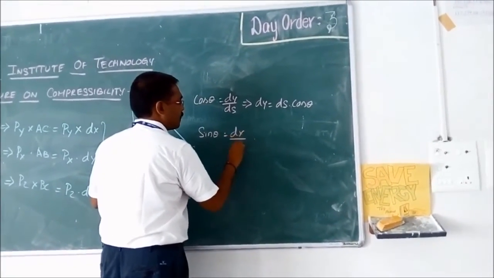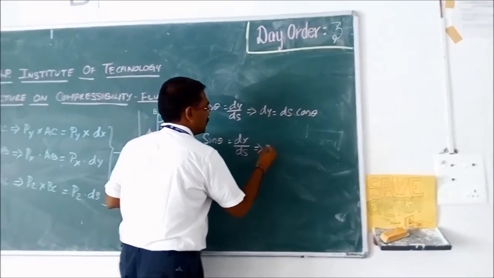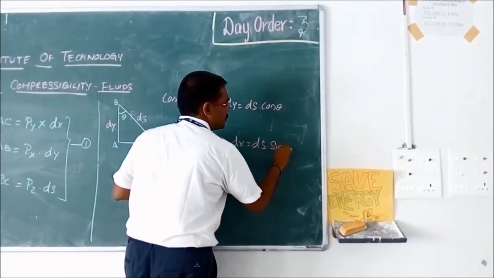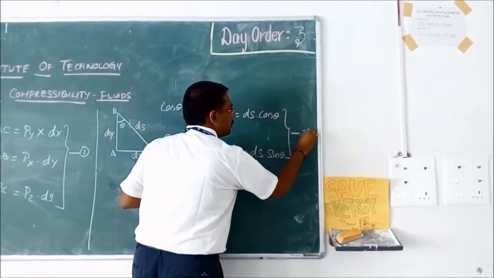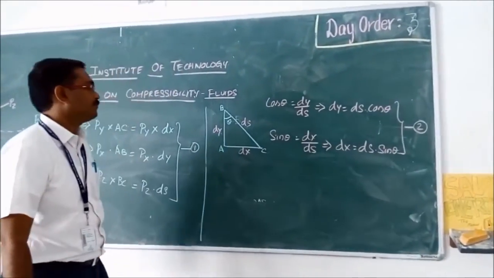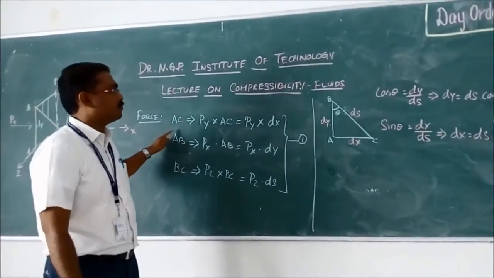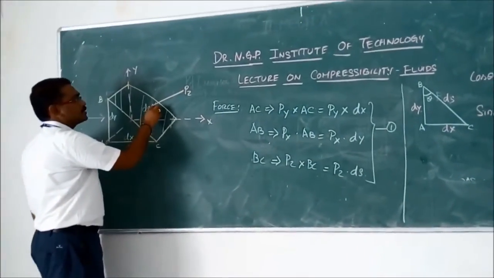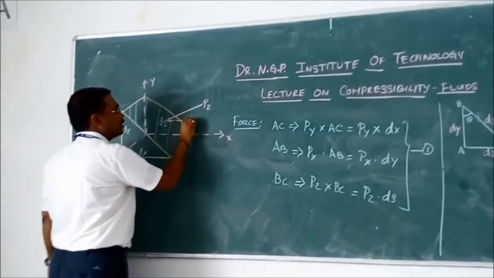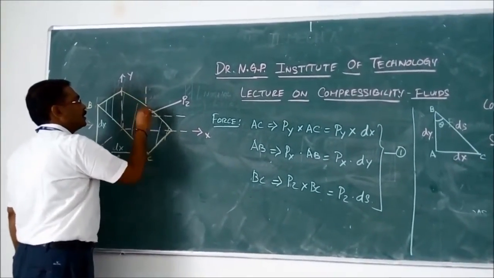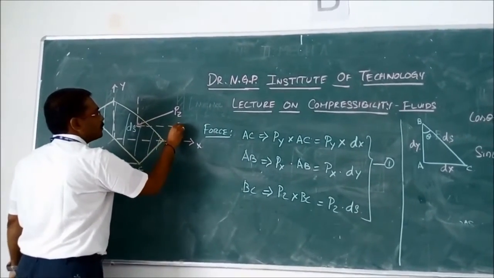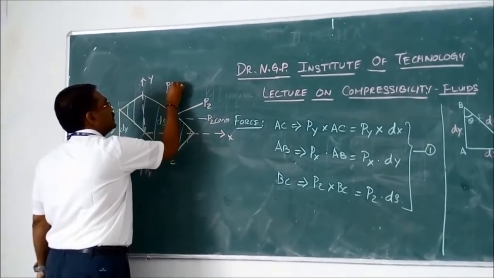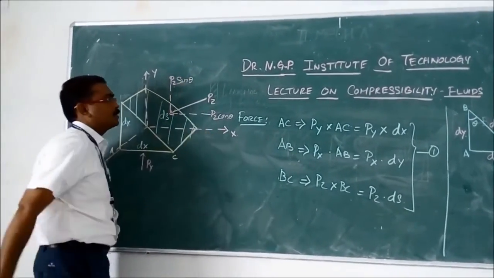and my sin theta as per this term is dx by ds, which is written as dx is equal to ds into sin theta. So this becomes my second equation. Okay. So having found out the force component and the angular component, I am trying to resolve this inclined force into the equivalent horizontal and vertical component. So this becomes my Pz cos theta, and this becomes Pz sin theta.